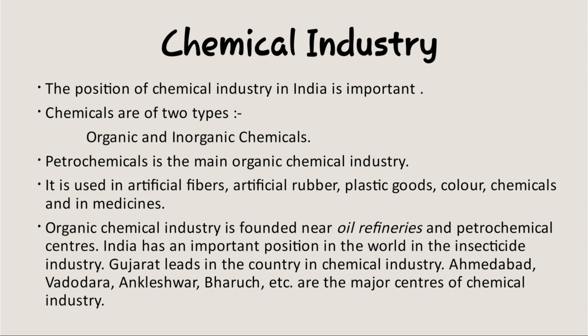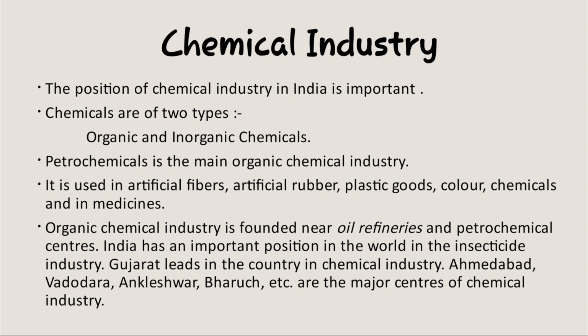Coming to chemical industry, the position of chemical industry in India is very important because chemicals are of two types, that is organic and inorganic chemicals that you have studied in your science section. Petrochemicals is the main organic chemical industry. It is used in artificial fibers, artificial rubber, plastic goods, color chemicals and in medicines. Organic chemical industry is found near oil refineries and petrochemical centers.